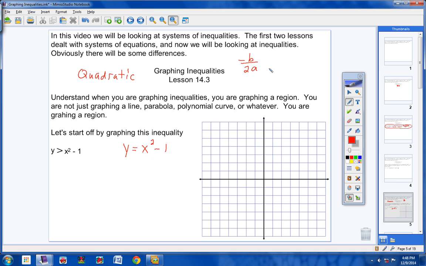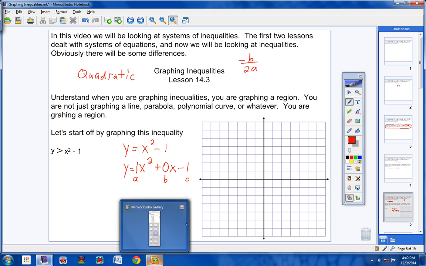Remember, when you go to find the vertex of a parabola, you use negative b over 2a, okay? Now, please look, in this equation here, your a is always what's with the x squared. Your b is always what's with the x. Now there is no x, so I'm going to put 0x. And your c is always your constant term. So there's a 1 here. 1 would be your a, 0 would be your b, and c would be your negative 1. Make sure you understand that, okay?